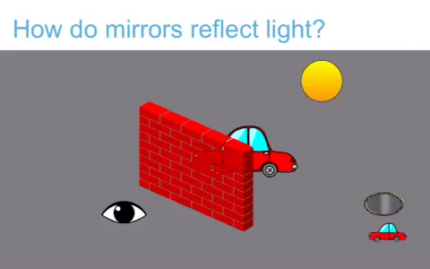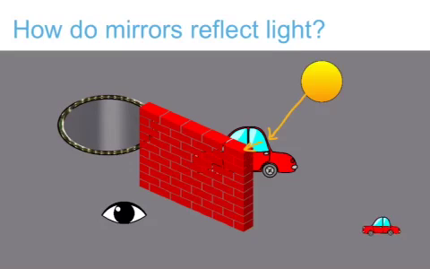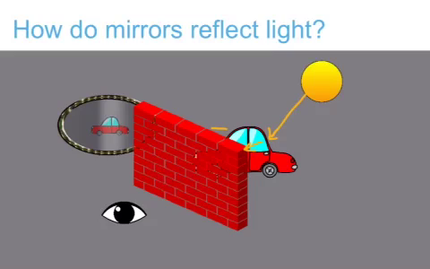So the light comes from the light source, the car reflects the light, but the light cannot pass through the wall, so therefore the eye cannot see the car. So in order to see the car, we have to use a mirror. We can put a mirror, and let's enlarge the mirror. And once we put the mirror, we should be able to see the image of the car in the mirror, because then the light rays from the car can travel to the mirror, and then it gets reflected and it travels to the eye.